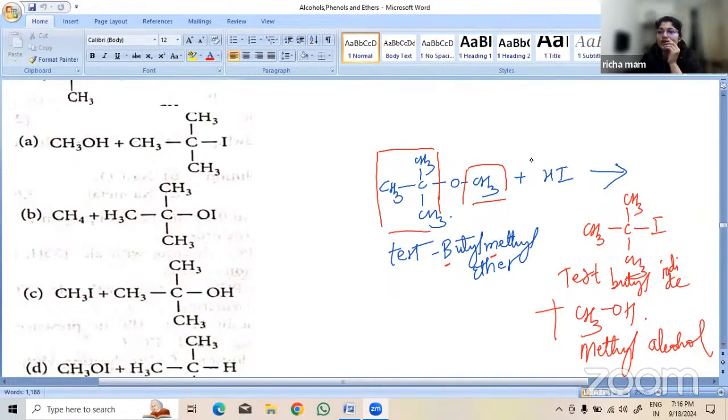So this is undergoing an SN1 mechanism. In haloalkanes and haloarenes, we have studied what the SN1 mechanism is. So it undergoes an SN1 mechanism. Fine, let us go for the next one.